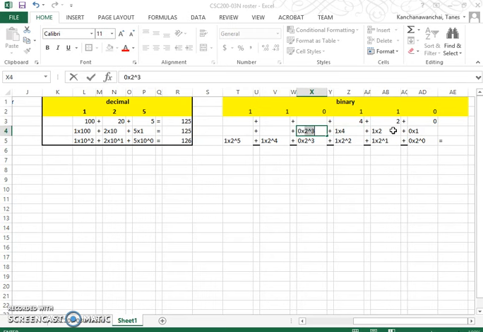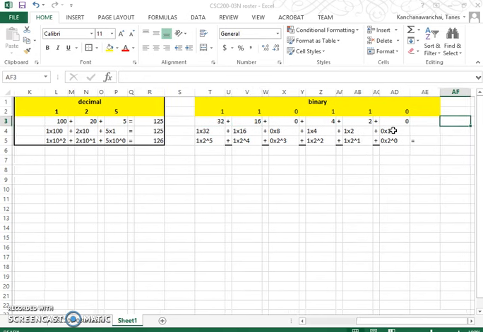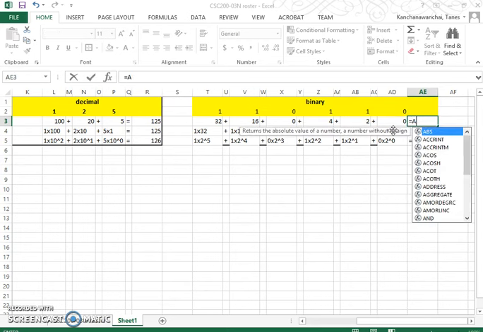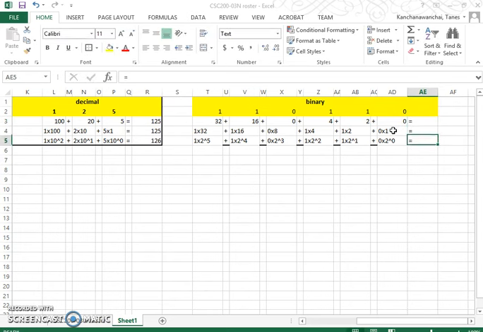And 0 times 2 to the 3, which is 8. 8 times 0 is 0. 1 times 2 to the power 4 is 16. So 16 times 1 is 16. 1 times 2 to the power 5 is 32. 32 times 1 is 32. Now we just do the summation of this, and we get the answer, which is we just convert from binary to decimal.